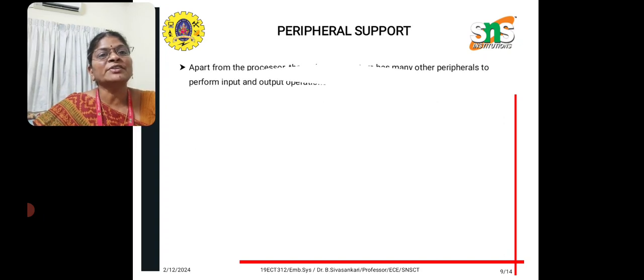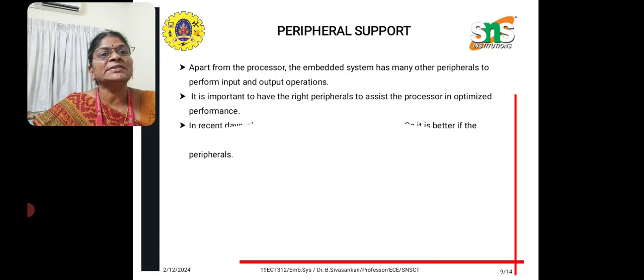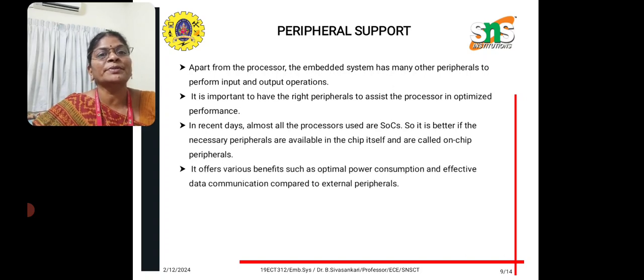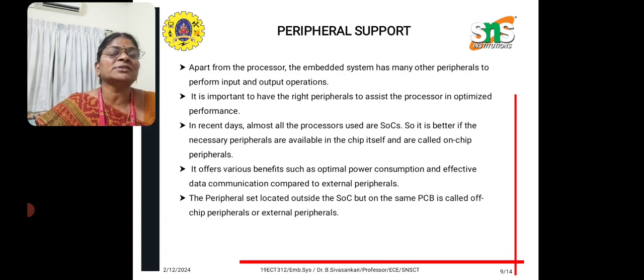And next one is peripheral support. Apart from the processor, the embedded system has many other peripherals to perform input and output operations. It is most important to have the right peripherals to assist the processor in optimized performance. In recent days, almost all the processors used are system on chips. So it is better if the necessary peripherals are available in the chip itself, called on-chip peripherals. It offers various benefits such as optimal power consumption and effective data communication compared to external peripherals.